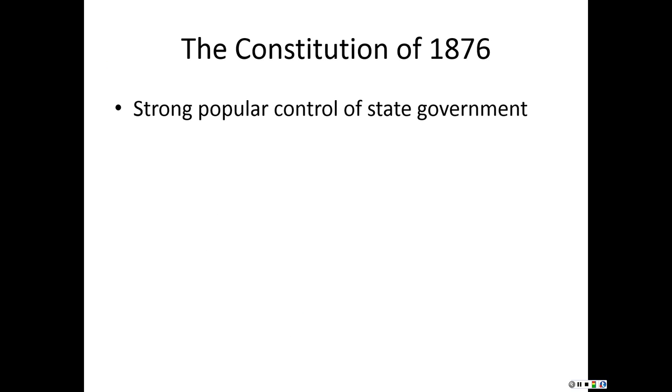The first thing was strong popular control of state government. This meant that the governor's appointment powers were limited and that public officials, such as judges, would be subject to election by a white male electorate. We were trying to limit the power of state government.